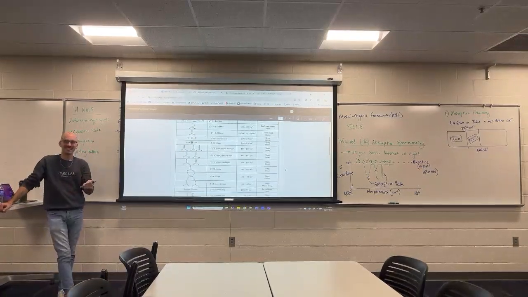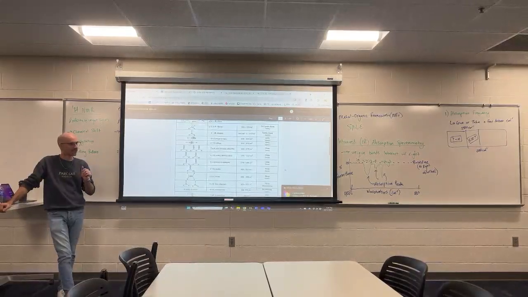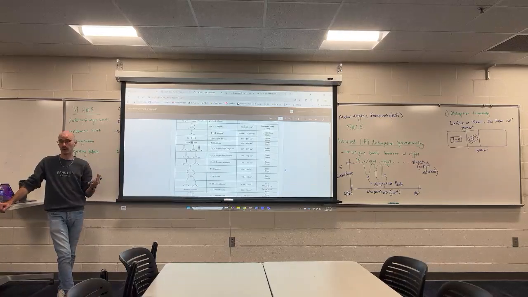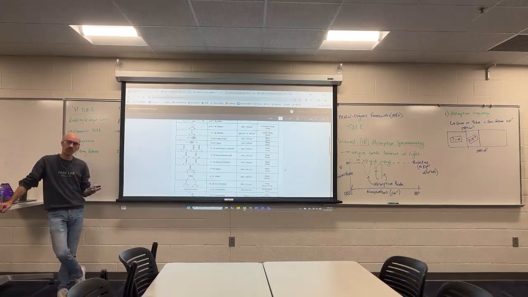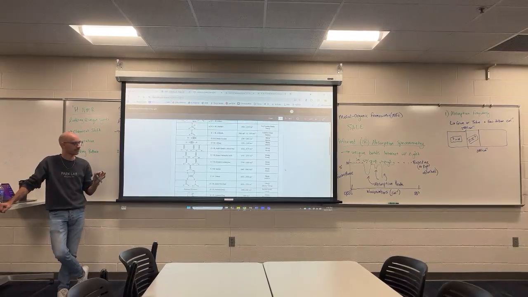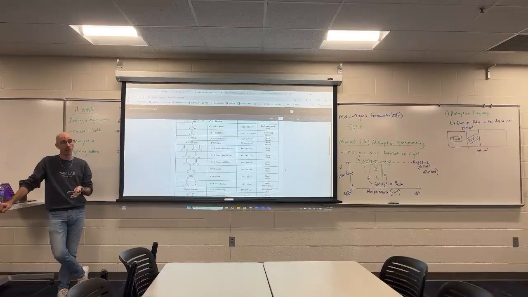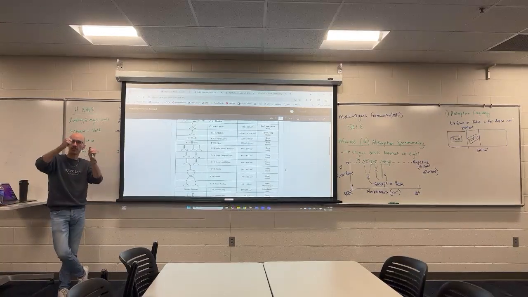You know, I always forget to say this. Sorry. Not all bonds absorb in the IR. The only bonds that absorb in the IR are bonds that experience a change in dipole moment once they have stretched or bent.